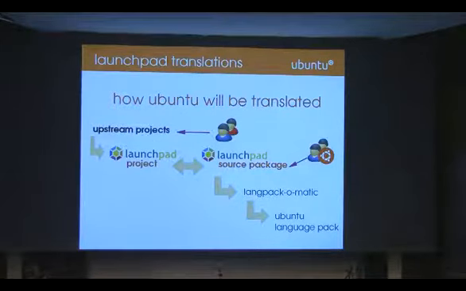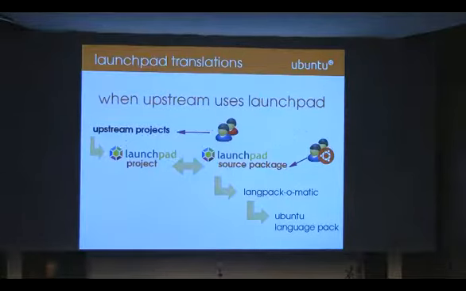Okay, so this is the picture from earlier. The upstream projects get imported into a Launchpad project, which shares its translations with the source package, and then basically go down to the language pack. We still need the teams to work together, but as I explained in the earlier slide, that's now easier possible because the upstream changes are reflected immediately, and also the changes from the source package that the Ubuntu translators do are reflected immediately.